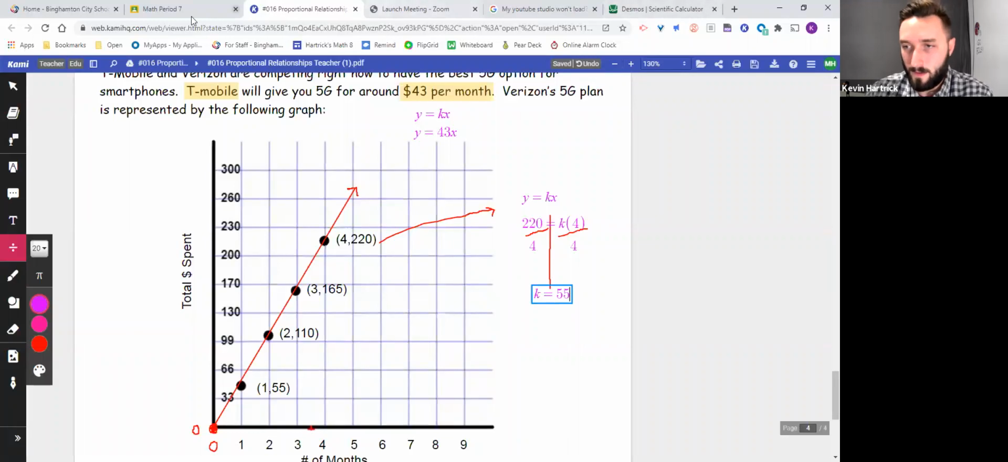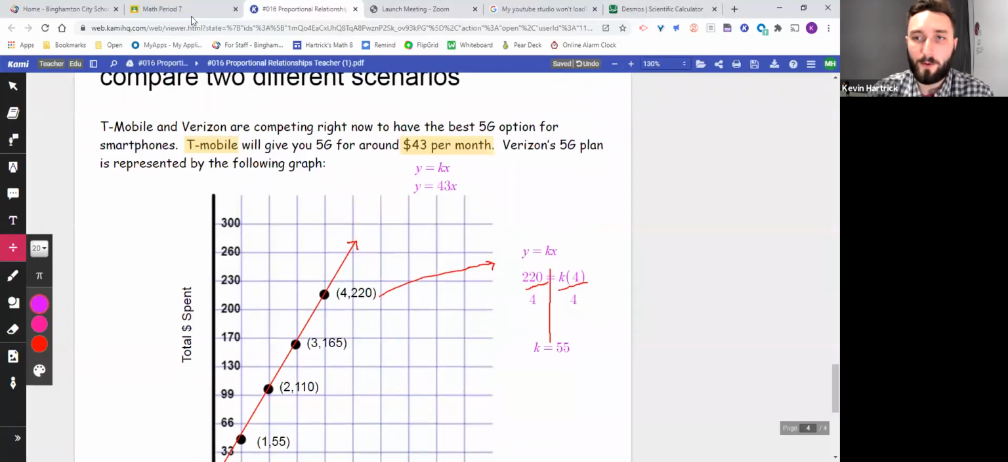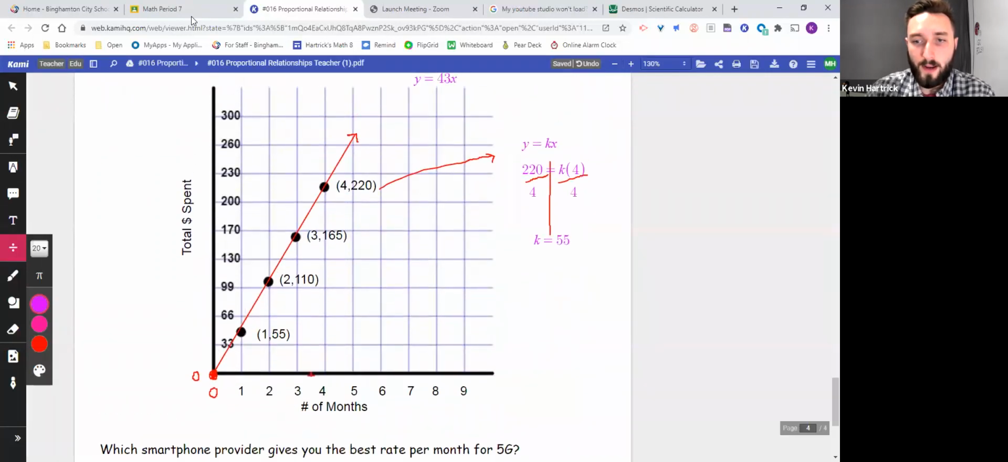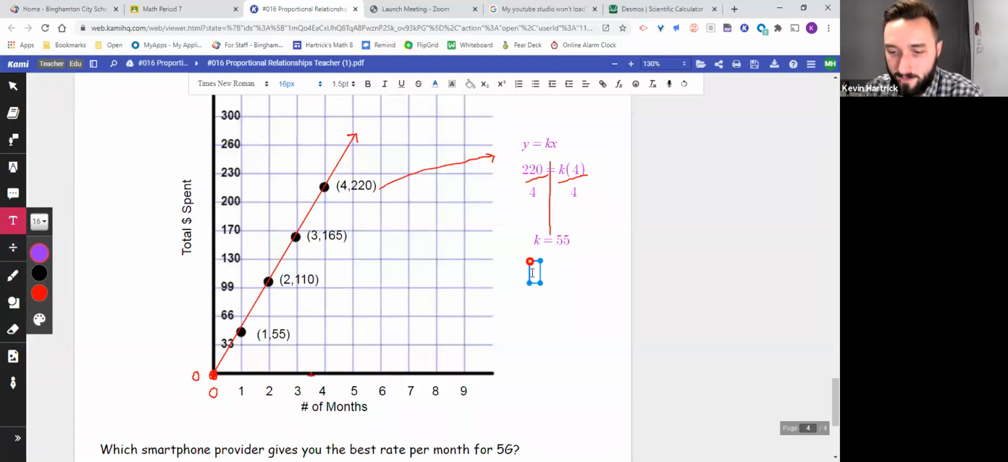Now, what does that mean in the context of the problem, right? The rate over here was dollars per month. This rate makes sense as dollars per month because this is money spent total over the number of months, right? This y value here is total money spent. So we're taking total money spent, this fraction bar means per, and then this 4 tells us the number of months. So money per month, money per month. This means that you are paying $55 per month with Verizon.